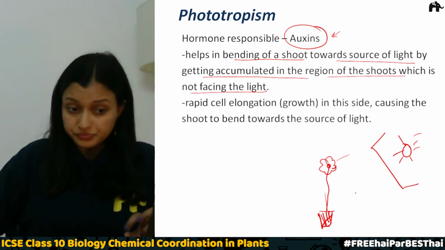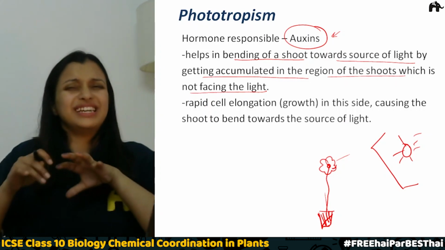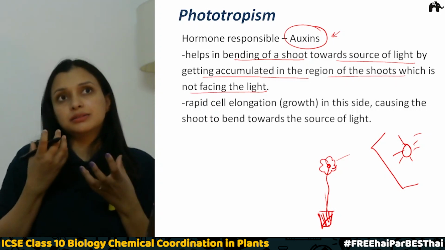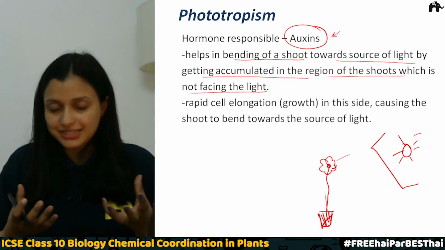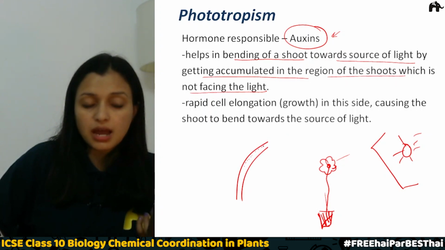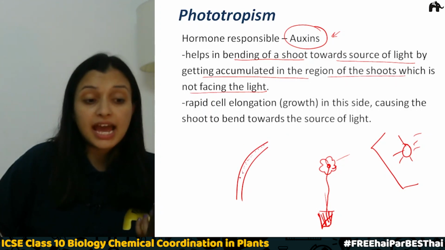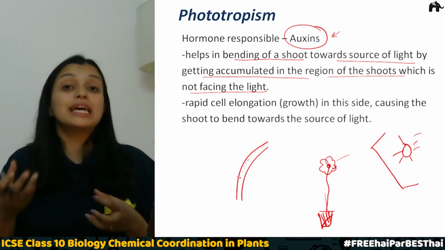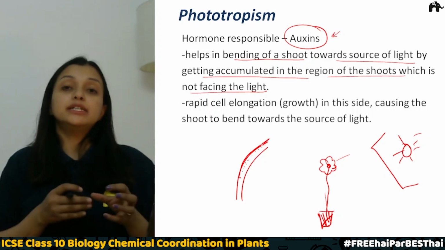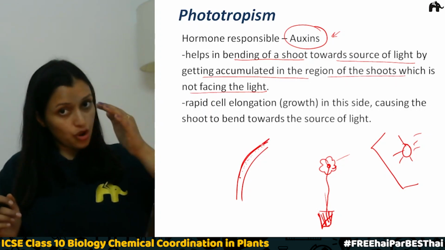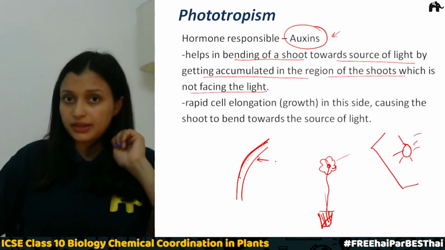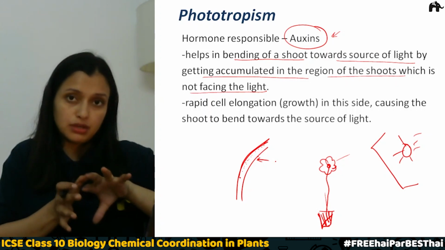The hormone auxin is not light loving. These hormones basically love darker areas, right? So if this is a stem, these auxins will come towards this side, correct? And now since auxins promote cell elongation, the part away from the light will elongate, will grow more as compared to this particular side of the stem.